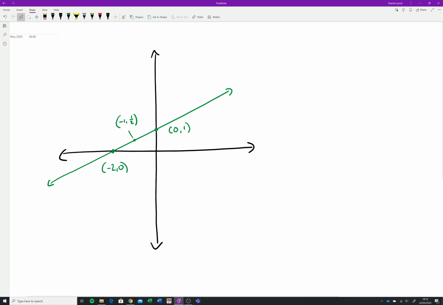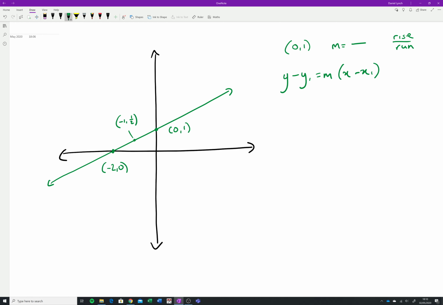Let's get the equation of this line here. It's y minus y1 equals m times x minus x1. That would be one way to get it. I'll show you another way in a second. We'll use the point 0, 1 and we'll get the slope. The slope is rise over run.